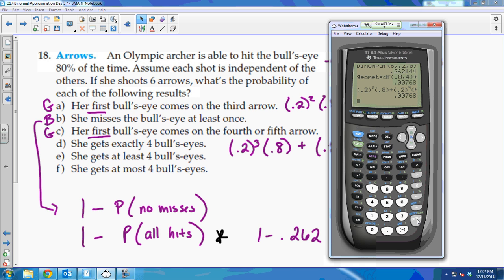You get the same thing if you did my hand. 0.0077.